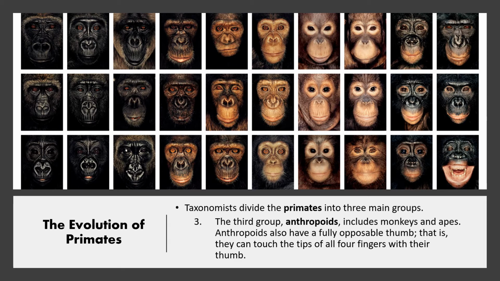The last group are going to be the anthropoids, and these are going to include the monkeys and the apes. So the anthropoids are the group that we're in. They have fully opposable thumbs, and what an opposable thumb means is that you can touch the tip of your thumb to each of your other fingers, and it allows us to manipulate lots of different things. So we are able to text on our phones, or make jewelry, or perform surgery. Our hands are very important, and our opposable thumbs are very important in this.